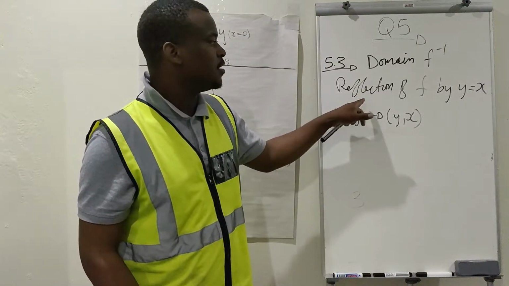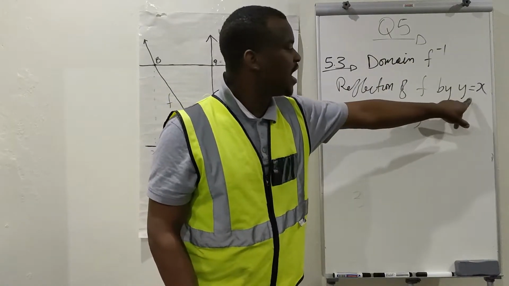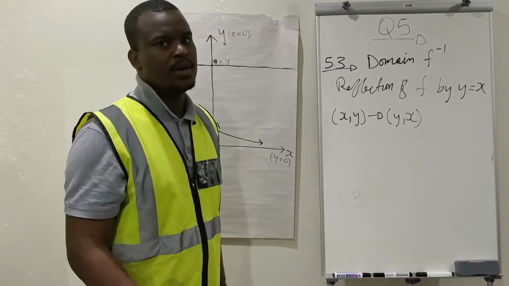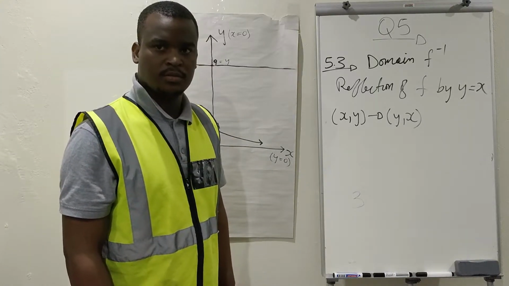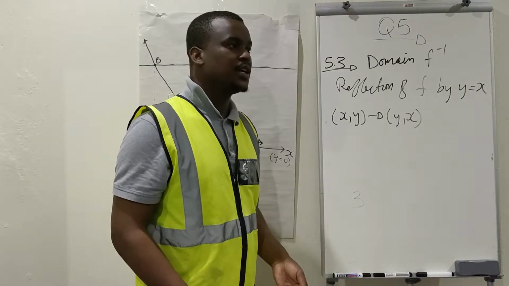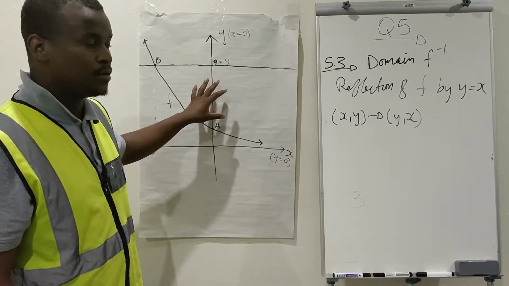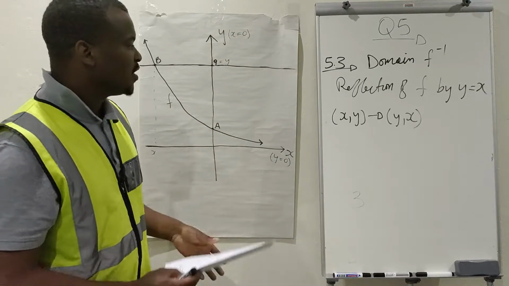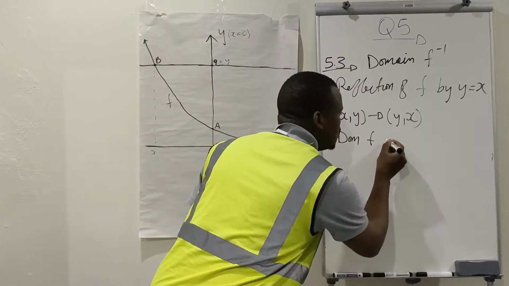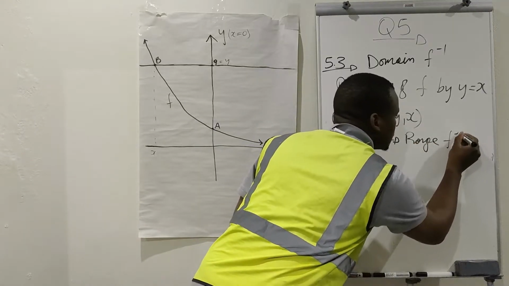So the inverse is a reflection of this function f about the line y is equal to x, right? And this is basically what you do. Just flip the x and y coordinates around. So to do this, I would say it is important for you to know the domain and range of this function, right? Because if you know the domain of f, it will become the range of f inverse.